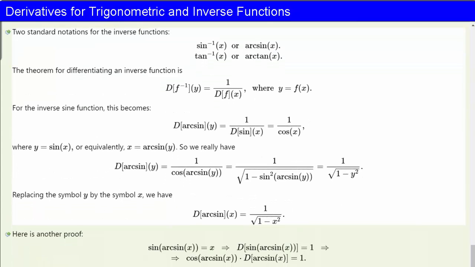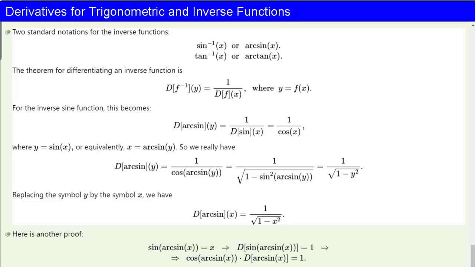There are two standard notations for the inverse functions. The inverse of sine is either written sine to the superscript minus 1 of x or arcsine x. And similarly, the inverse of the tangent function is written either tan superscript minus 1 of x or arctan x. I prefer the second notation in each case, which avoids confusion with the minus 1 power.